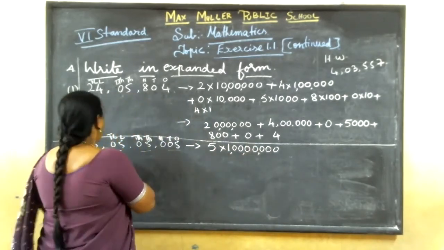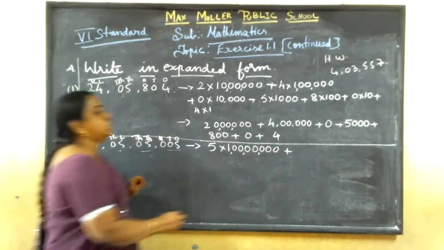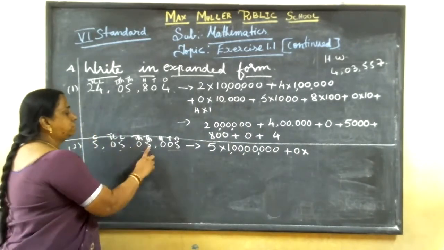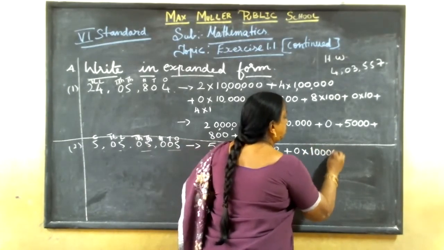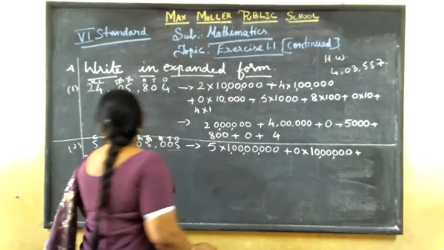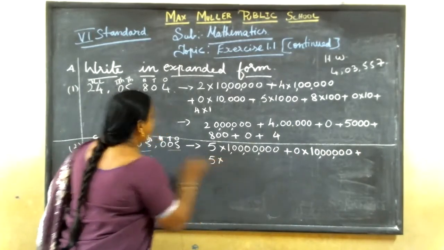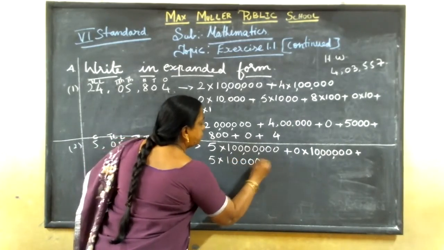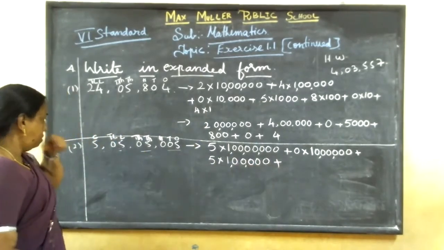Okay, one digit over. Next one, plus 0 is in which place? 10 lakh place. So 0 into 10 lakh, how many zeros? 6 zeros, 1, 2, 3, 4, 5, 6. So 1 followed by 6 zeros. So 10 lakh, plus. Next one is what? 5. 5 is in which place? Lakh place. So 5 into lakh, how many zeros? 5 zeros. So 1 followed by 5 zeros. Plus, next number is 0.